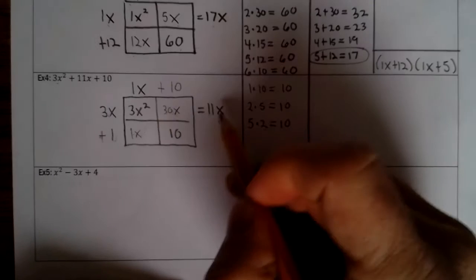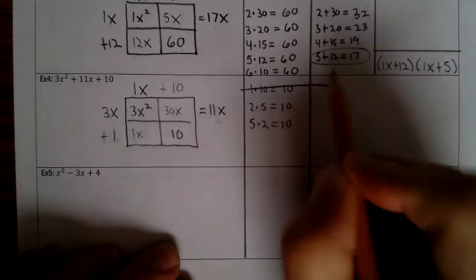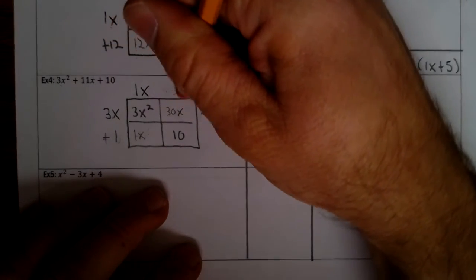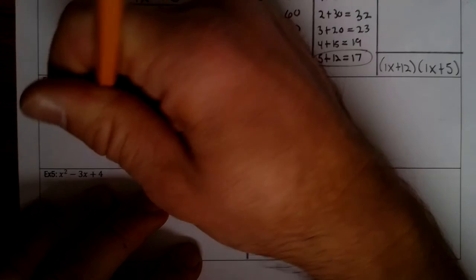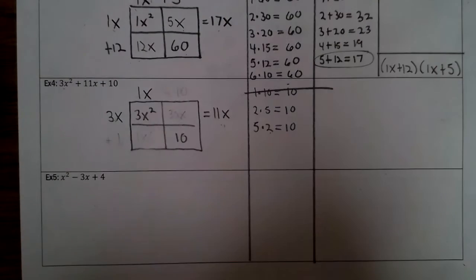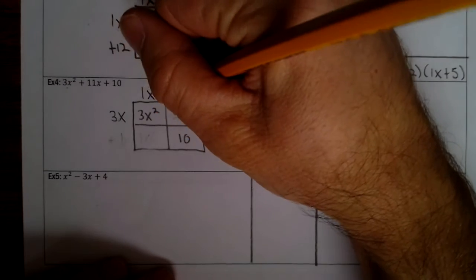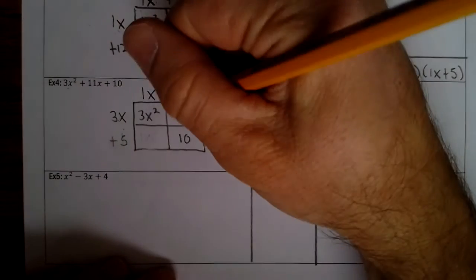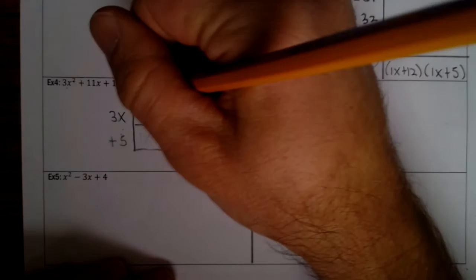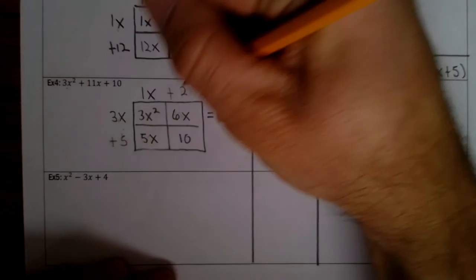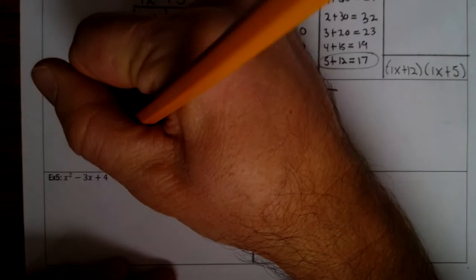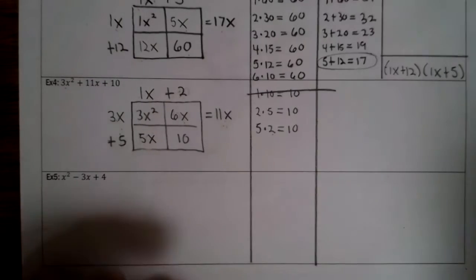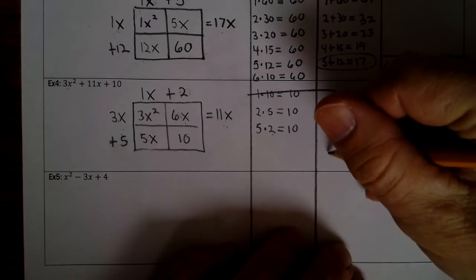Okay. So now we try plus 2 plus 5. So 3 times 2 is 6x. 5 times 1 is 5x. 5 plus 6 is 11. This combination works, and so you're done. So your answer is 3x plus 5 times 1x plus 2.